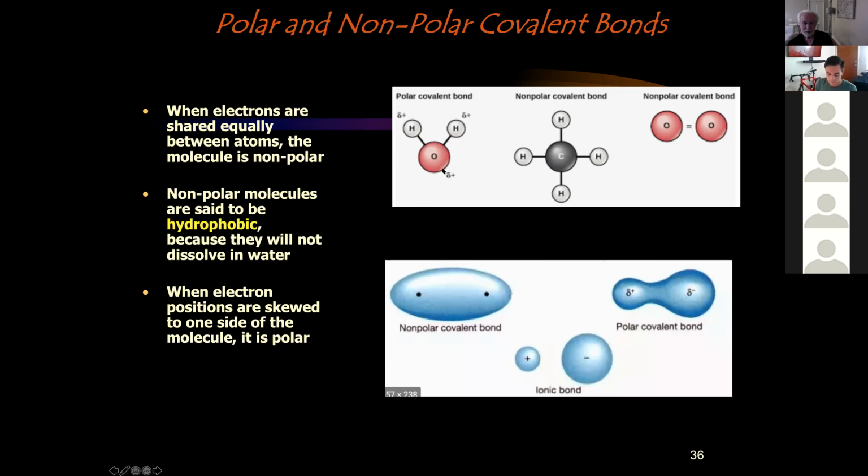But if you look at water on the left here, you can see that on the side with the two hydrogen atoms, it has a plus charge, and with the oxygen atom, it has, well, that's wrong, that should be a minus charge. Oxygen should be a minus charge. And so in a non-polar covalent bond, the electrons are distributed equally. In a polar one, they're skewed to one side.